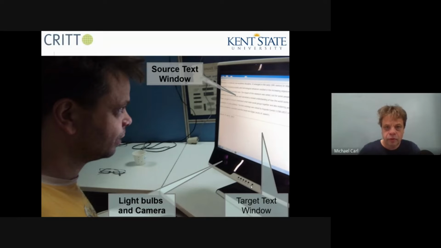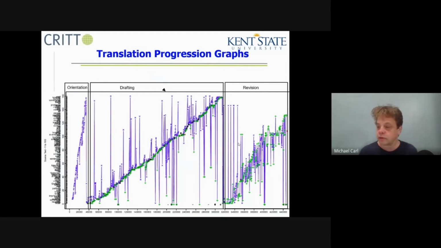This data would be here then. On the one hand, we have keylogging. Each keystroke would be recorded. On the other hand, we have gaze data, where that records where on this screen the translator looks. And this could be then visualized in these kinds of translation progression graphs.